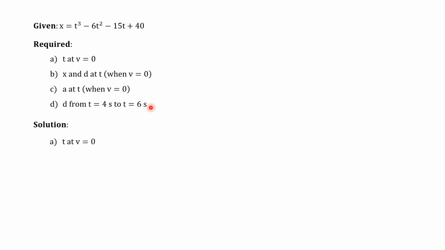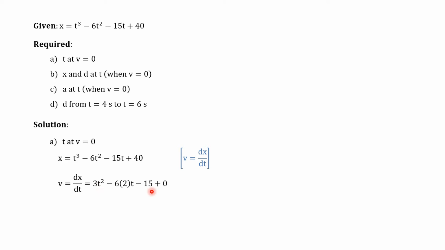So let's start with the first requirement, the time at which velocity is equal to 0. In order to set the velocity equal to 0 and solve for the time at which v is equal to 0, we make use of the given equation of position. What we will do here is apply calculus in order to get the equation for velocity. We just take the derivative of position with respect to time, and this will give us the equation for velocity.